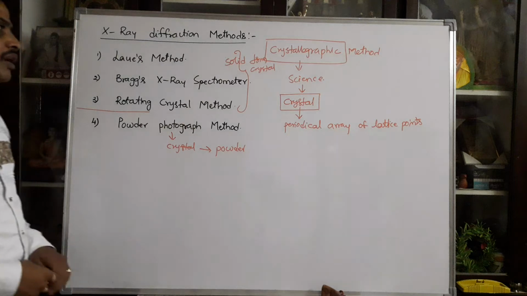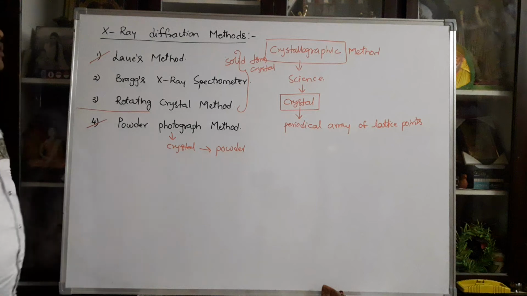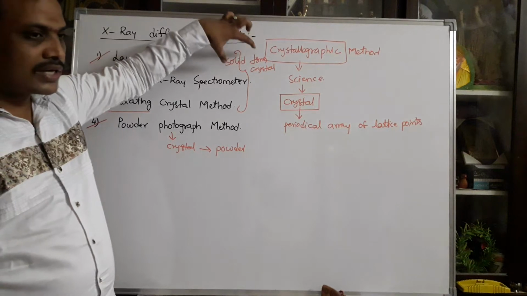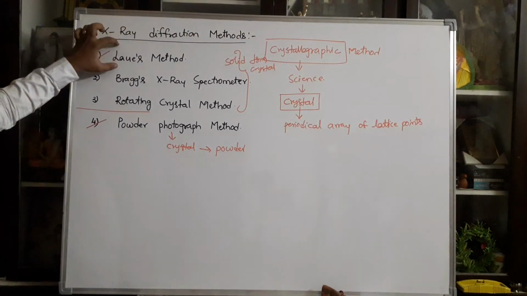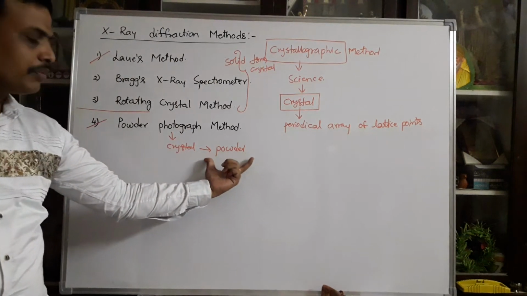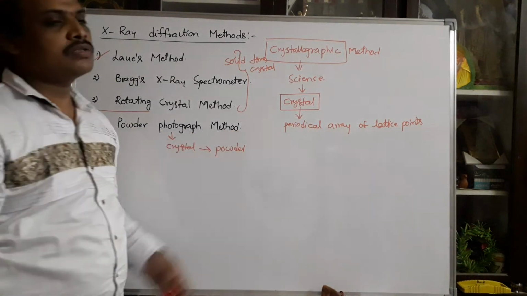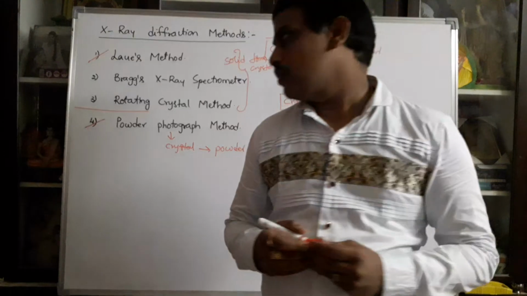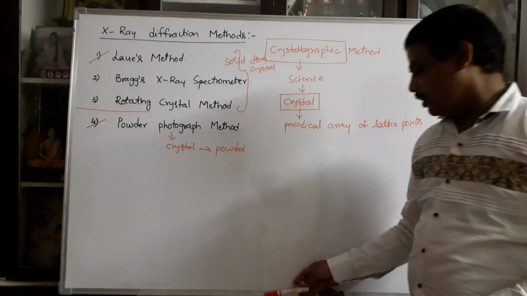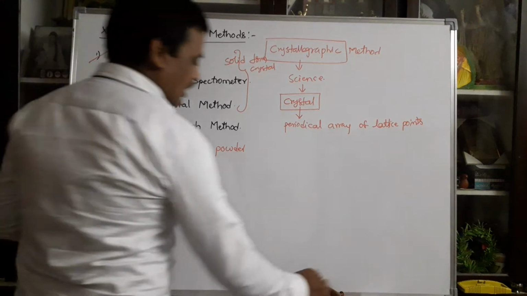Of the 4 methods, according to our syllabus, you have only 2. One is Laue method, another is powder method. You can take the crystal in solid form, and the solid form structure can be extracted by using the Laue method. That is the first one. Other than solid, you can take the crystal in powder form, and that powder form crystal structure can be extracted from the powder photograph method. So in our syllabus only 2 methods are there, Laue method and powder method, and you can explain those 2 methods clearly and in depth.